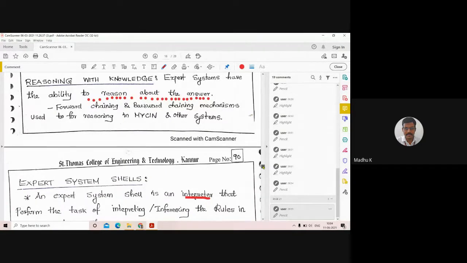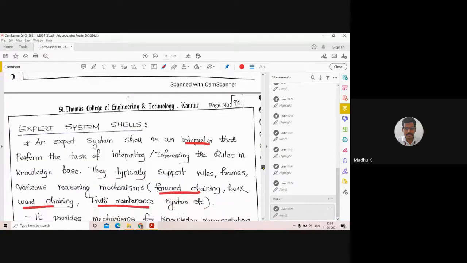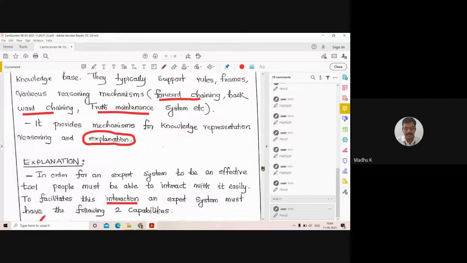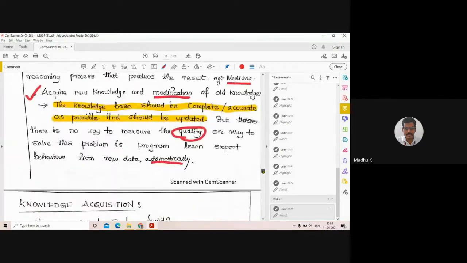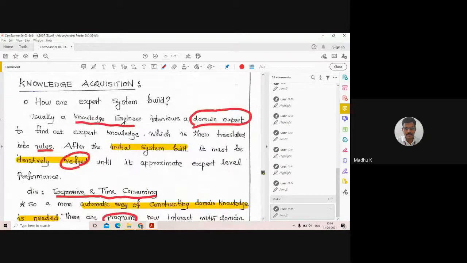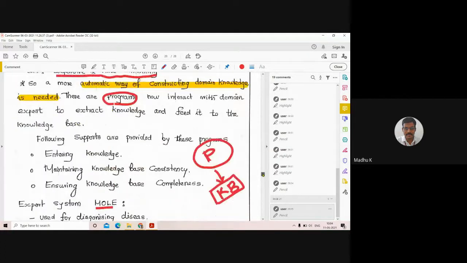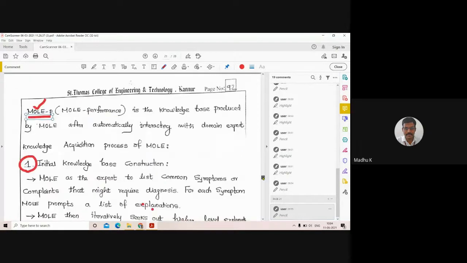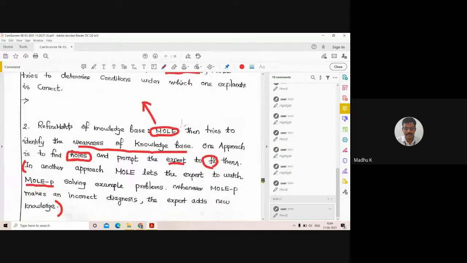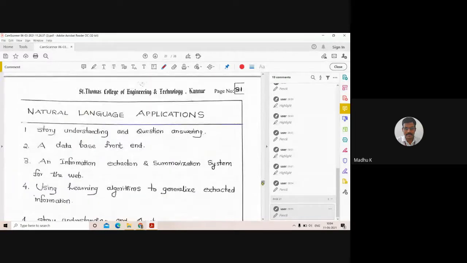Then the expert system shell, that is the inference engine: how it will work, what its responsibilities are, and how explanation is possible. Then knowledge acquisition: what it is, what the problems are, and how to solve them. We considered an expert system, MOLE, and analyzed how it will work, just like a case study. Then refinement of the knowledge base. So this is about the expert system.